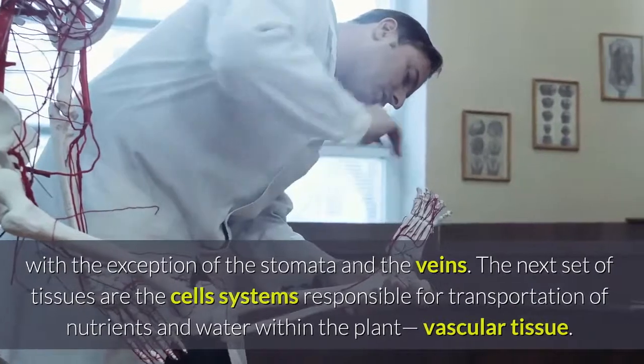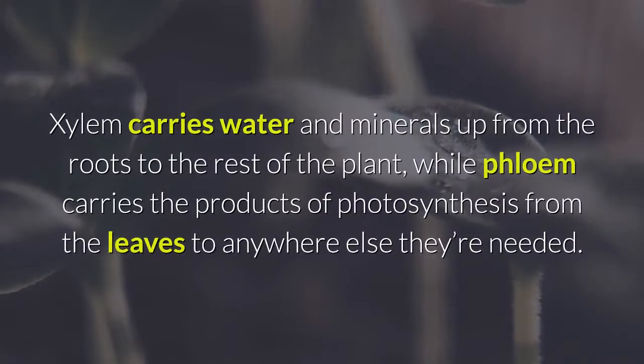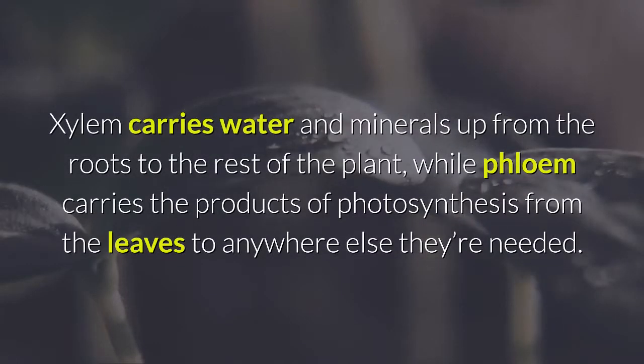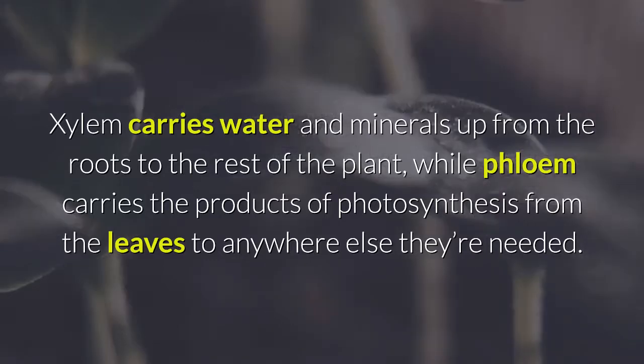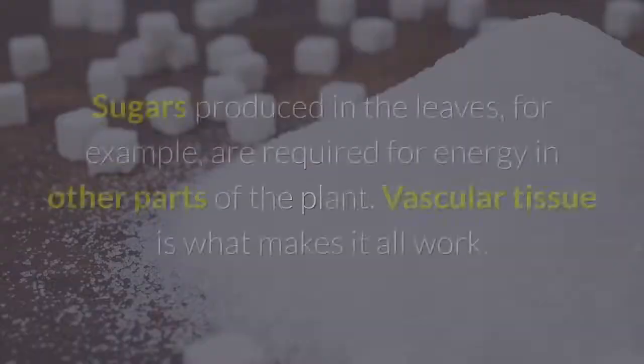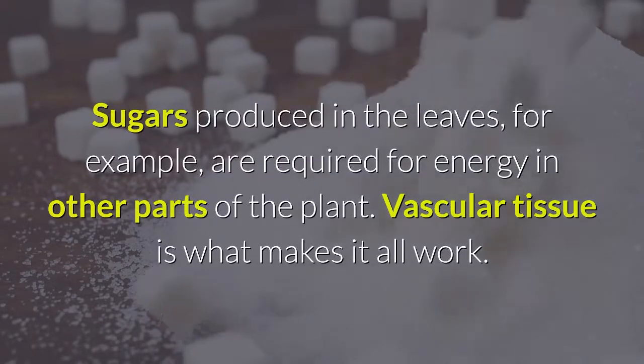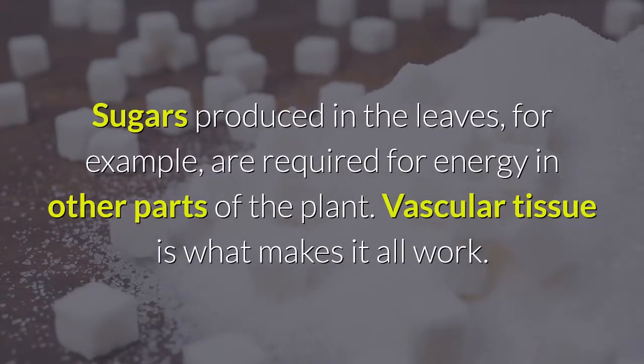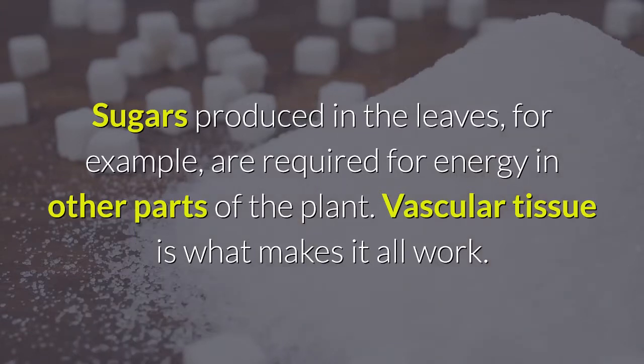The next set of tissues are the cell systems responsible for transportation of nutrients and water within the plant, vascular tissue. Xylem carries water and minerals up from the roots to the rest of the plant, while phloem carries the products of photosynthesis from the leaves to anywhere else they're needed. Sugars produced in the leaves, for example, are required for energy in other parts of the plant. Vascular tissue is what makes it all work.